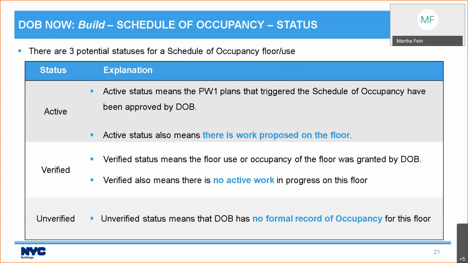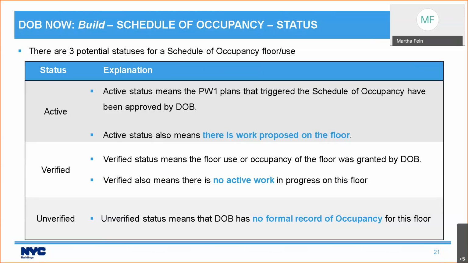Active status means that the PW1 plans that triggered this schedule of occupancy have been approved by DOB, and there is work proposed on this floor. So if you have to enter your schedule of occupancy saying, you know, I've got a Schedule A, I'm doing my work, but I need to put the Schedule A into DOB Now Build so that I'm not rushed when I'm requesting the CO, I'm going to say, this is the existing use, and this is the proposed use. So active means there's work proposed on the floor.